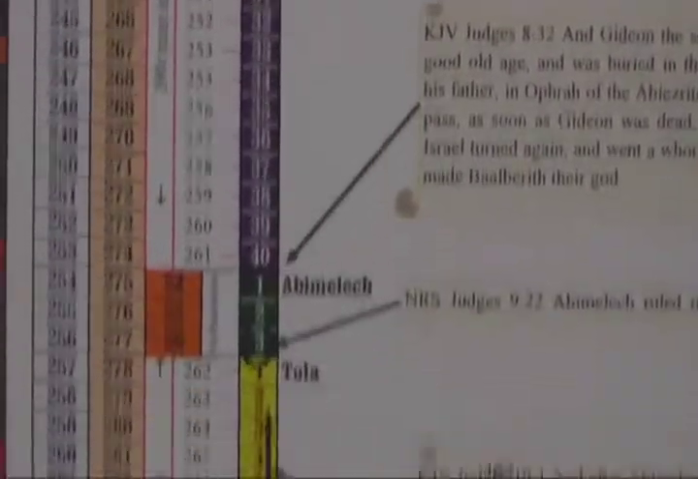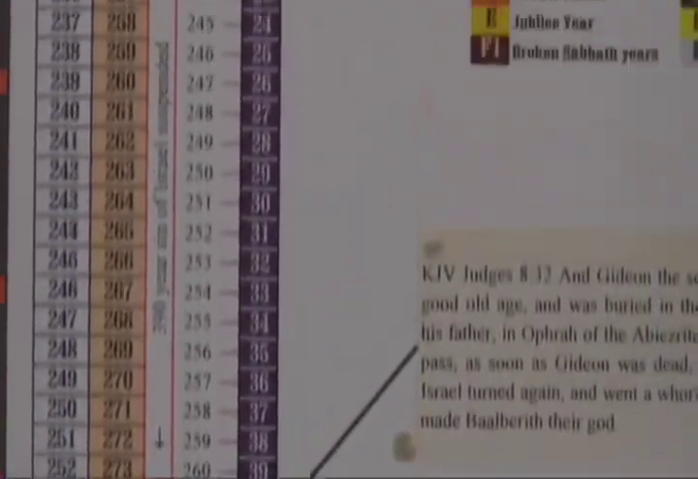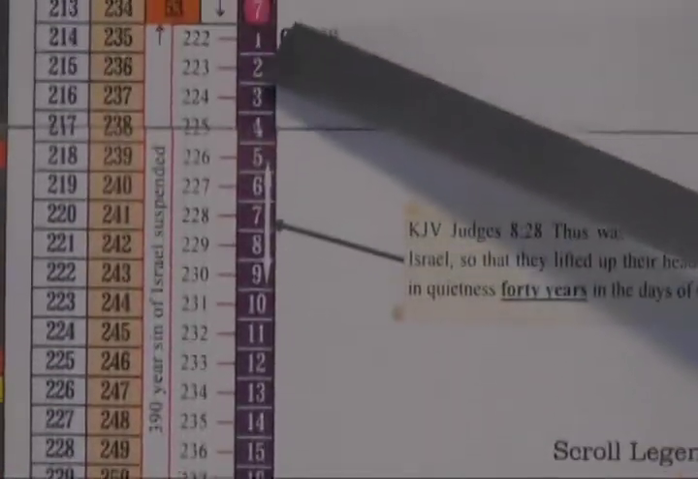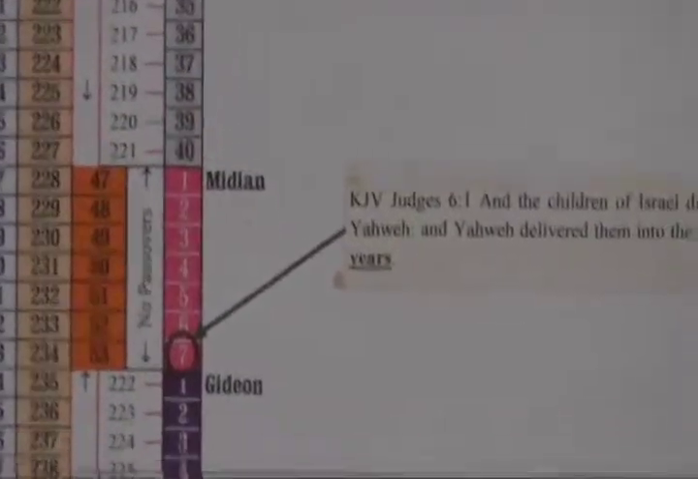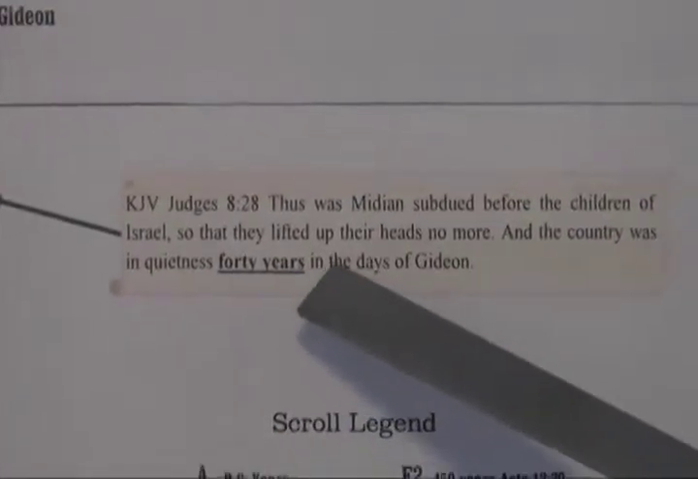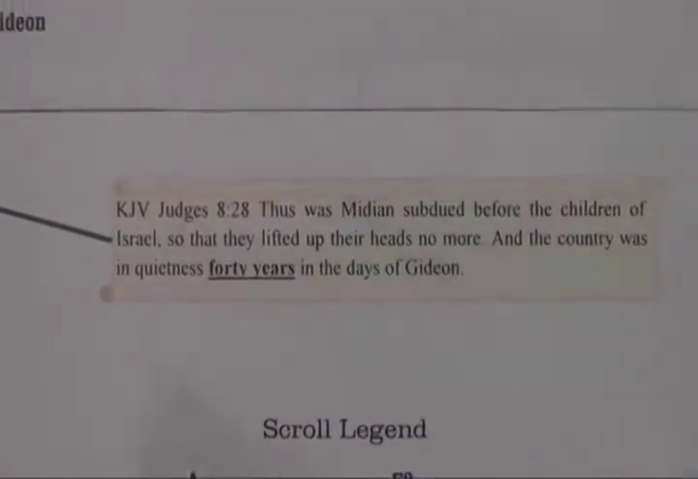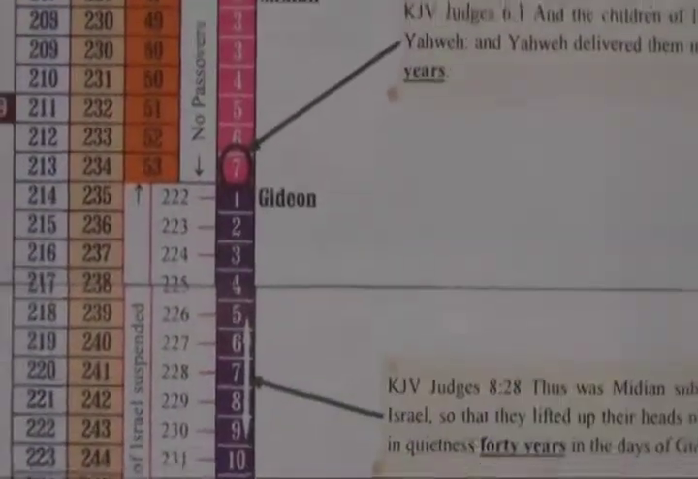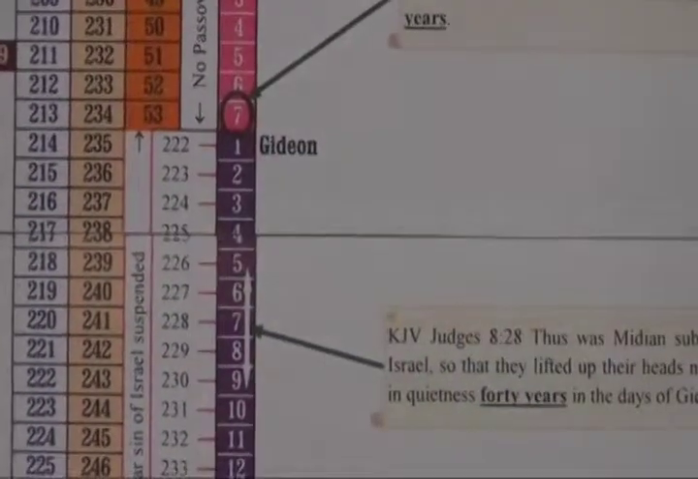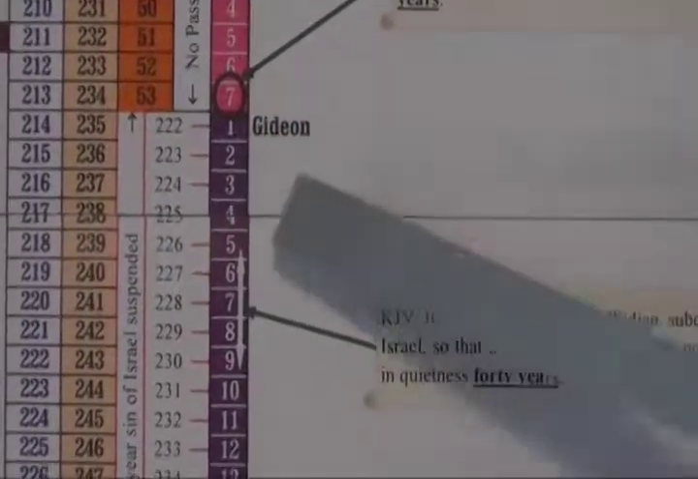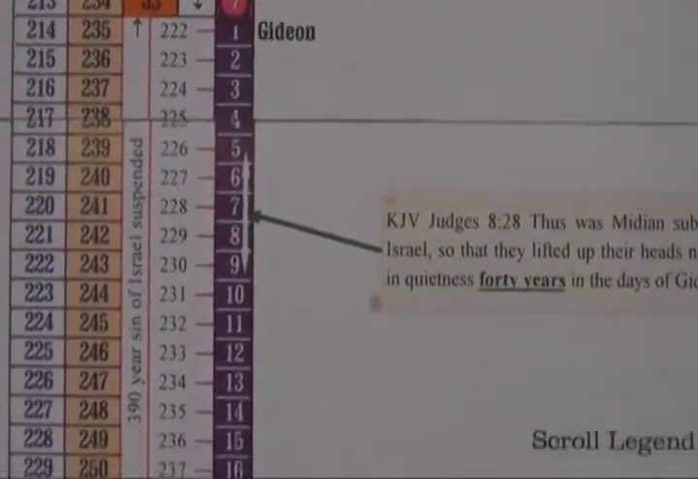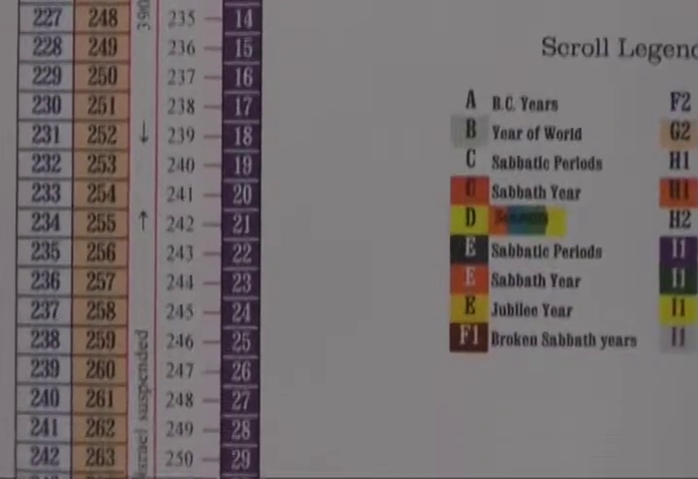Okay, of course we have Midian for 7 years, and Gideon delivered them for 40 years here. And it says in Judges 8:28, and the country was in quietness 40 years in the days of Gideon. So that's telling us again that they were having peace. They were having solitude and rest, and there's no judgeship, no oppressions overlapping these 40 years.